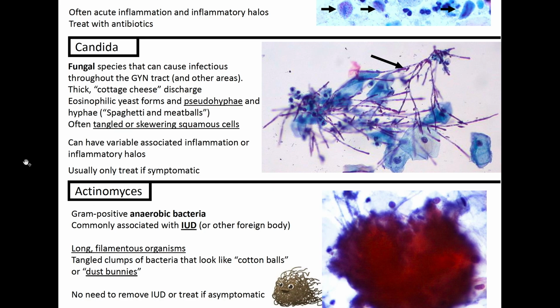Next up, we have Actinomyces, which is a gram-positive anaerobic bacteria commonly associated with IUDs or other foreign bodies. So it's a long filamentous organism, tangled clumps of bacteria that look like cotton balls or dust bunnies, as we see here in this image. So no need to remove the IUD or to even treat it if they're asymptomatic.